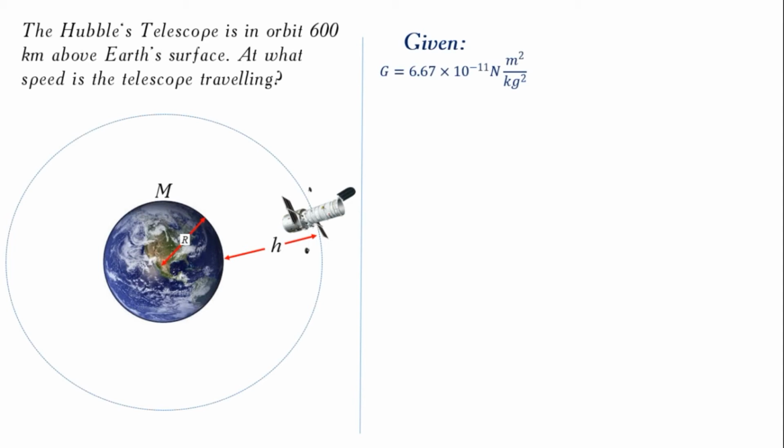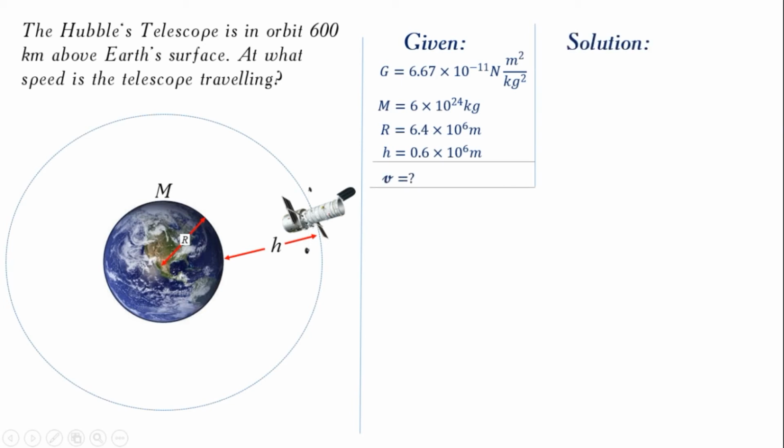Now let's first write the given. You know that the universal constant G is 6.67 times 10 to the power of minus 11, which has the unit Newton times meter squared over kilogram squared. Also, Earth's mass is 6 times 10 to the power of 24 kilograms. The radius of planet Earth is 6.4 times 10 to the power of 6 meters. The height is also taken in meters: it will be 0.6 times 10 to the power of 6 meters. And of course, we are asked to find our orbital velocity.